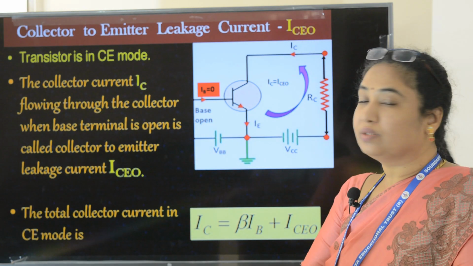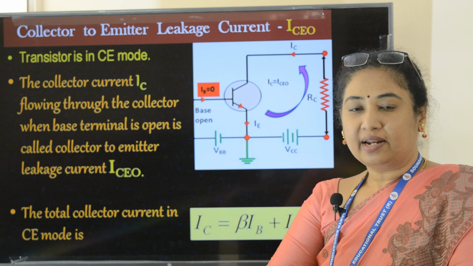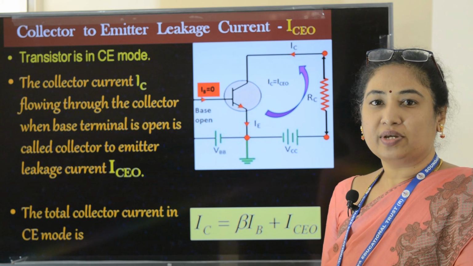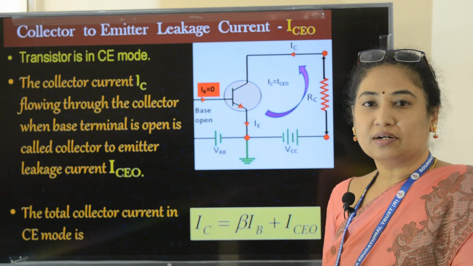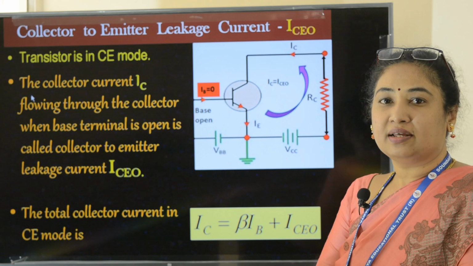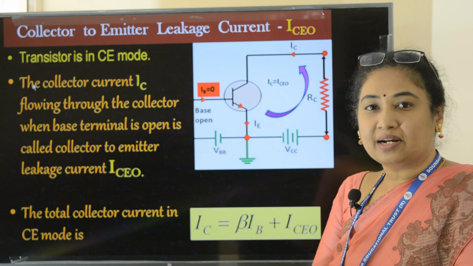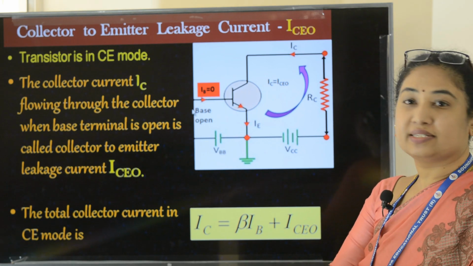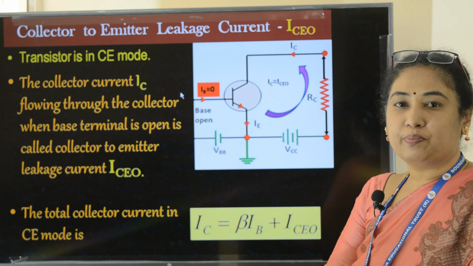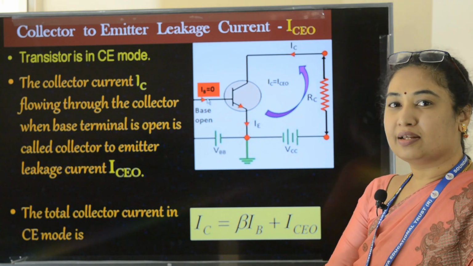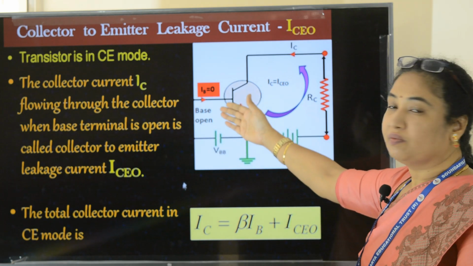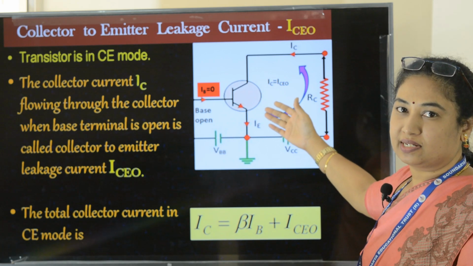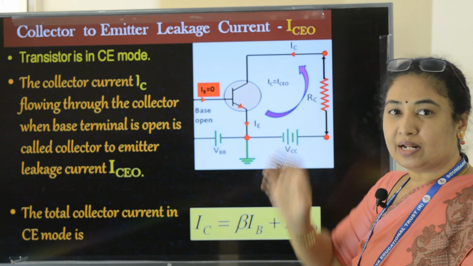Now we shall move on to the next type of leakage current, which we call ICEO. This is a leakage current which can be seen in common emitter configuration. In common emitter configuration, the leakage current is called the collector to emitter leakage current when the base terminal is open. So this is the input section, therefore we are opening the input section. When we open the input section, there is no base current appearing here, therefore when base is open, we are going to consider only the leakage current in the output section. But we will have to consider the total collector current.